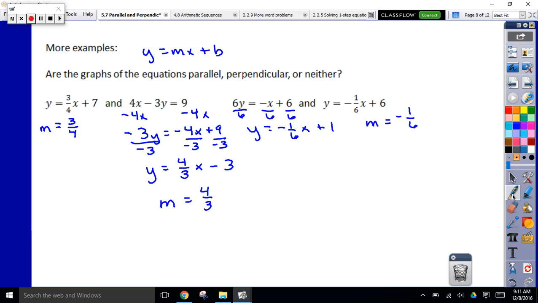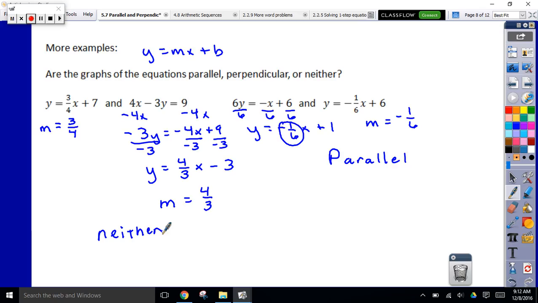TJ? They are parallel because the slope of the first line is negative 1/6. So these would be parallel. And we forgot to write the word neither over here.